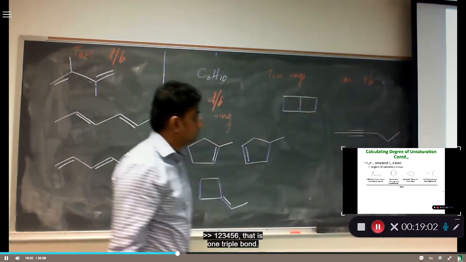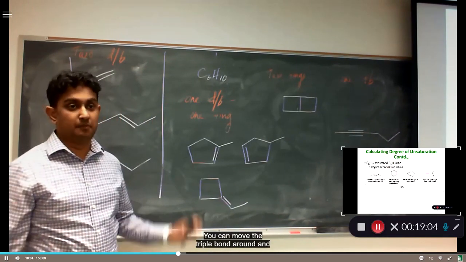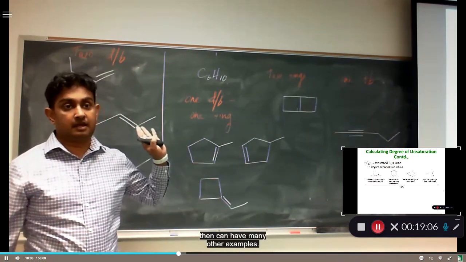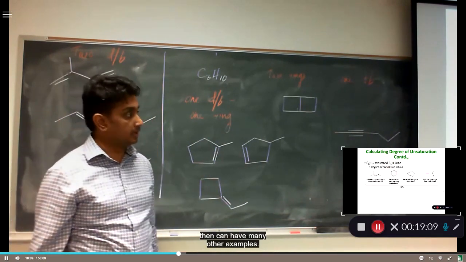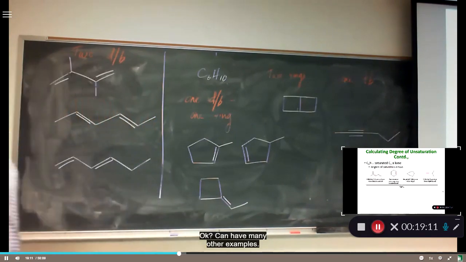There you go. There is 1 triple bond. You can move the triple bond around and then can have many other examples. So similarly, at home you can try to draw some other structures for the same chemical formula C6H10, and then you will realize that there are many other possibilities you can try.